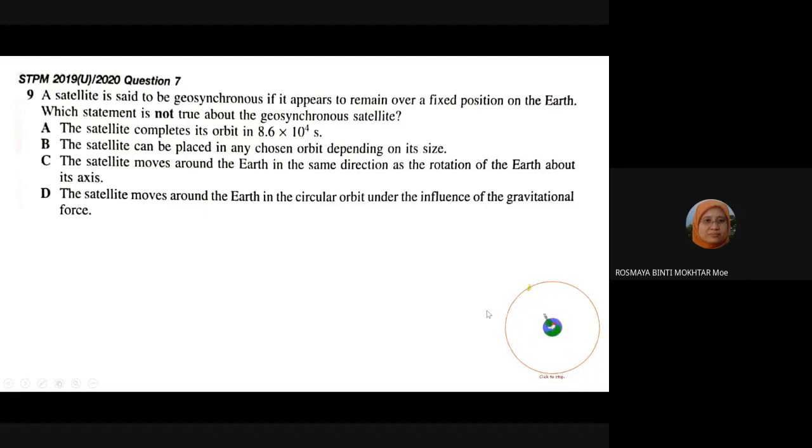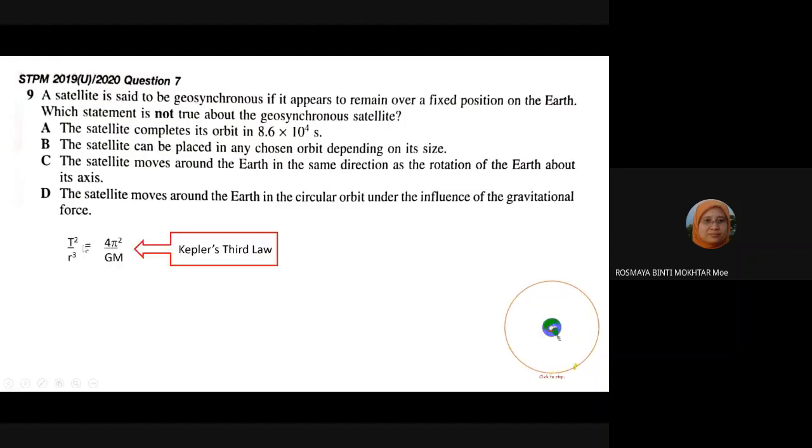But actually, it is moving, orbiting the Earth. So why does this happen? You must know the characteristic of the geosynchronous satellite. For the satellite to appear always on top of you, it must orbit the Earth with the same period as the Earth. Period T must be the same. This is one of the characteristics of the satellite.